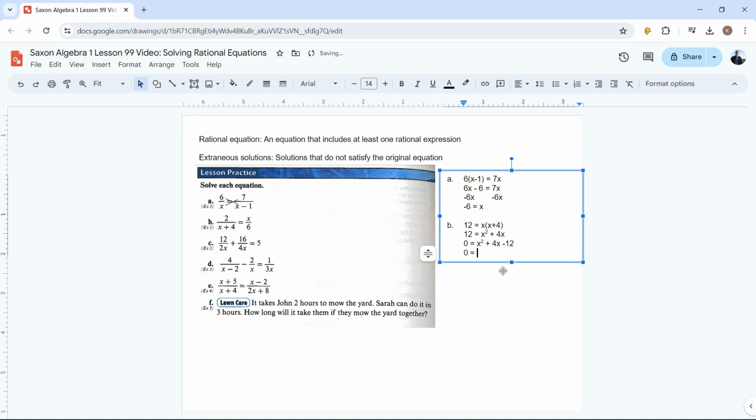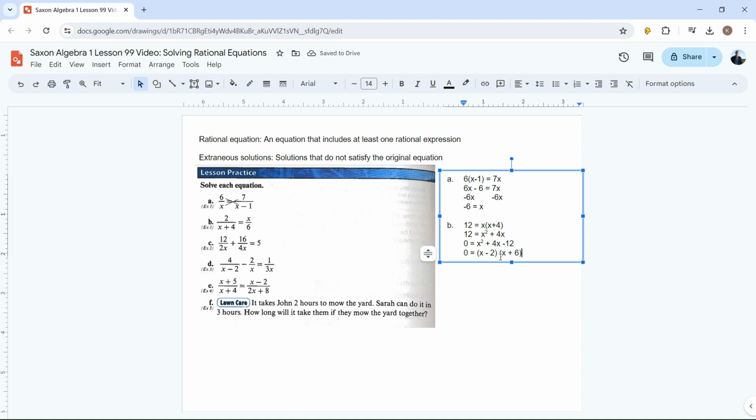This is going to be 0 equals, let's see, what are the factors of negative 12 that add to positive 4? Well, negative 6 and 2 would make negative 4. Positive 6 and negative 2 multiply to make negative 12 and add to make 4. So when I factor this out, it's x minus 2, x plus 6. Now, what are my solutions?